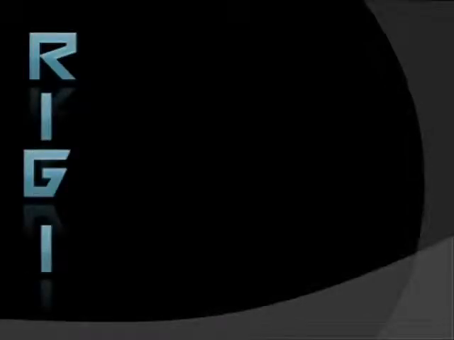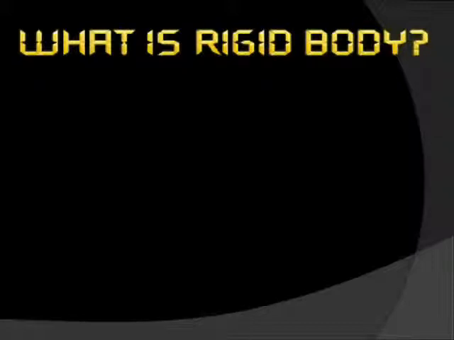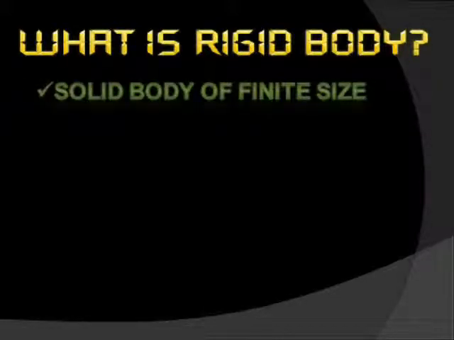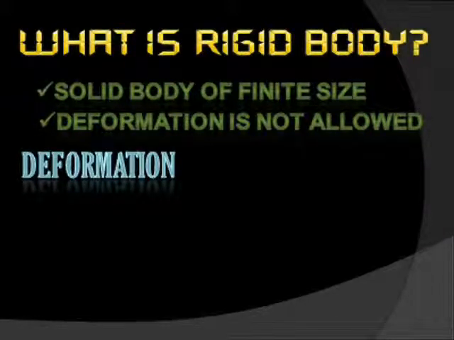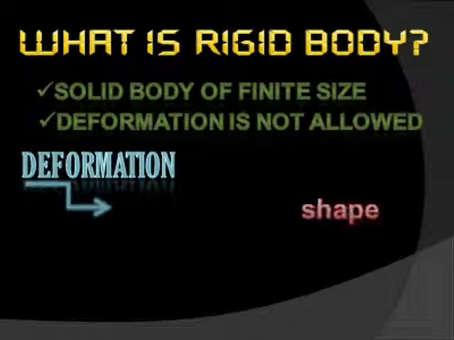This tutorial is all about rigid bodies. To learn about rigid bodies, we have to know first what a rigid body is. When you say it is a rigid body, it must be a solid body of finite size wherein deformation is not allowed. A deformation means a change in its original shape.